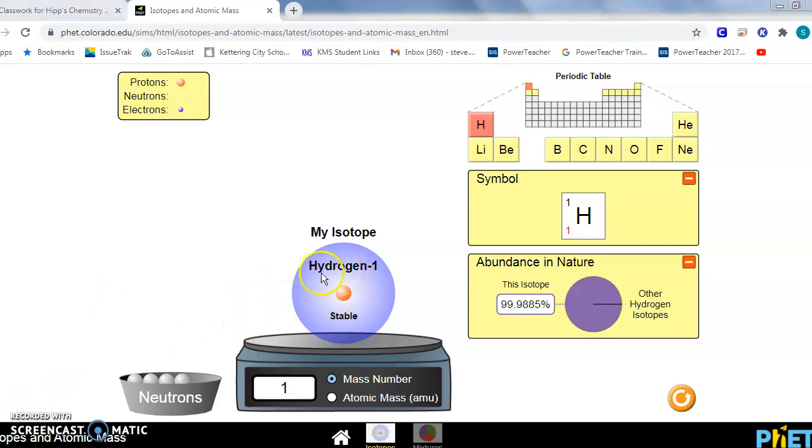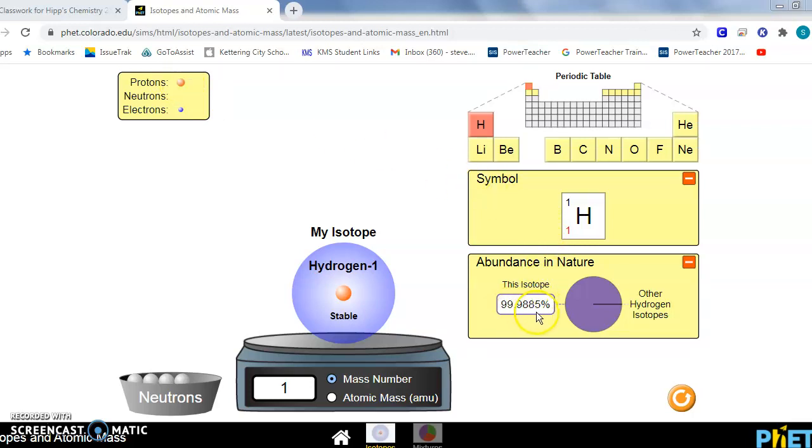The hyphen notation is right here, hydrogen 1. The nuclear symbol format is right here. Up here on this side, you see which elements we're working with. So right now we are on hydrogen. And then you'll need to know the mass number is 1, but that is given right up here as well. The 1 right here is the mass number. The red 1 is the atomic number. The red 1 corresponds to the number of protons, which are also in red. So you see those two things linked.